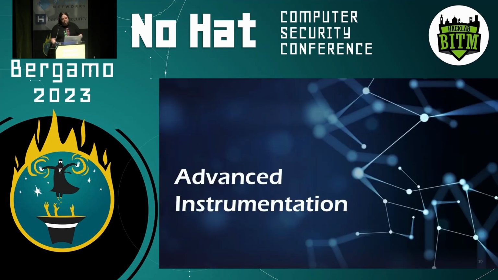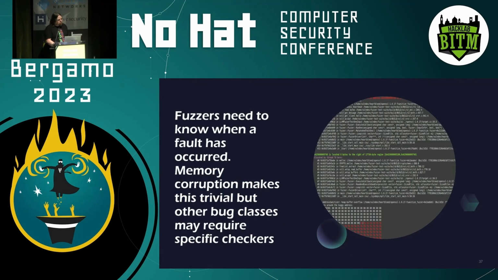Okay, so let's talk about these instrumentations a little bit. Fuzzers need to know when a fault occurs. So typically memory corruption was the target, because obviously your program crashes, and if your program terminates, well then you know you found a problem.